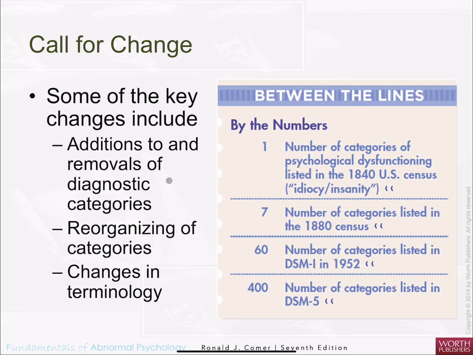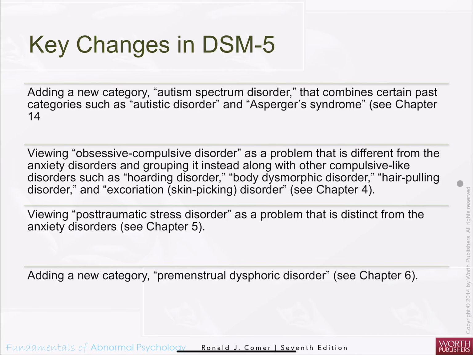But some of the major changes that happened here is they removed certain categories, reorganized categories, changed some of the terminologies. They added autism spectrum disorder instead of just autism. Now there's a spectrum. There's a variation of autism, Asperger's as well. They kind of combined those under the autism spectrum. OCD, you guys can read through some of these, like hoarding behavior, body dysmorphia. We'll talk about all of these.